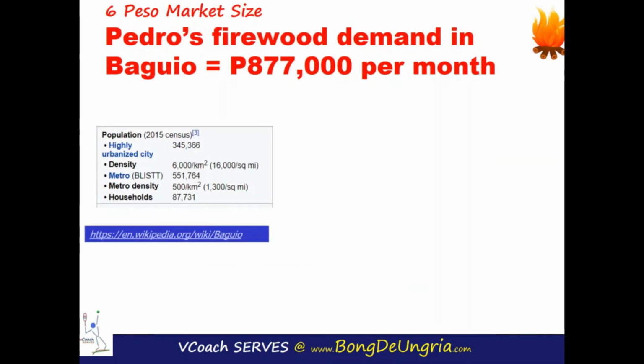The sixth step is to determine the market size. And we always emphasize that market size is not population, it's not the number of people. It has to always be translated to peso value. So for Baguio, taking information from Wikipedia, the most relevant information here is the number of households. And there are about 88,000 households in Baguio. And from our I Love Marketing model, the SEC classification, we know that Class AB is about 1% of the population.